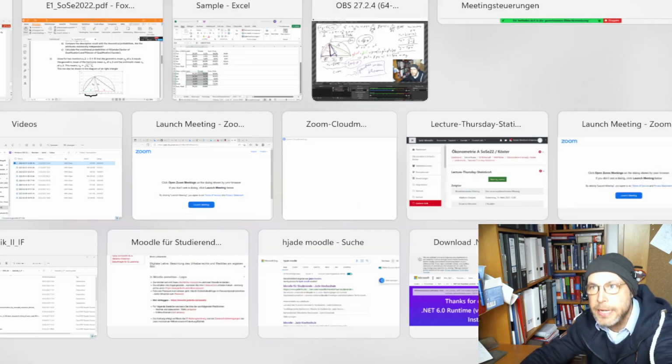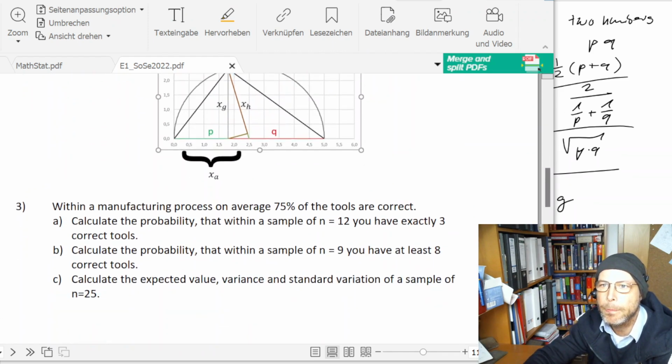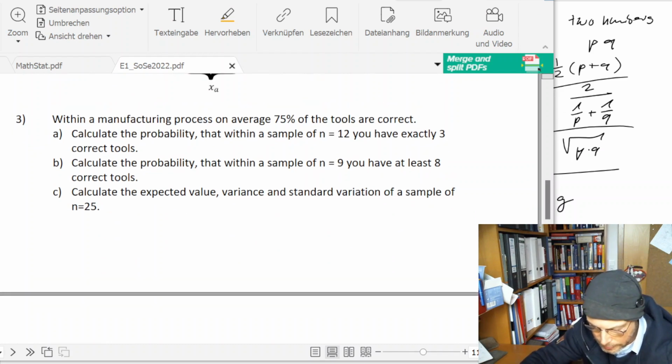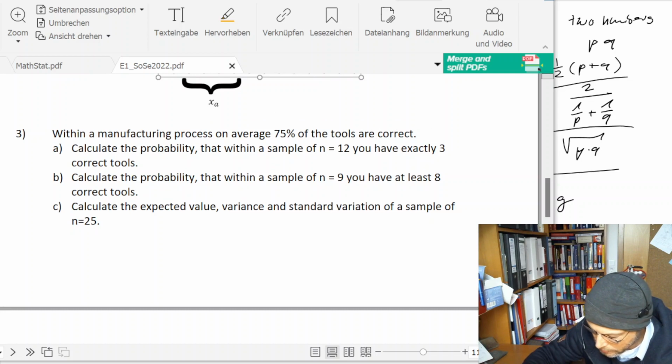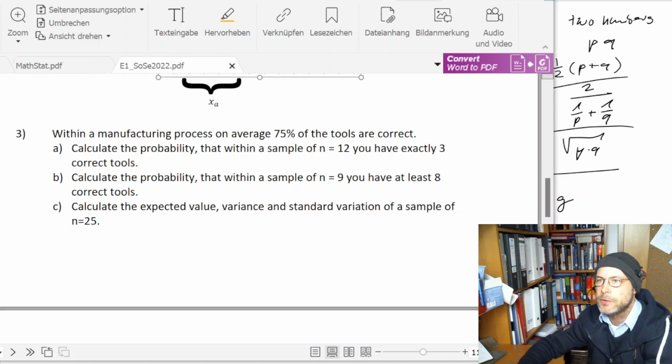let's go on. Next question. Within a manufacturing process, we have on average 75% of our tools that are correct. Calculate the probability that within a sample of n of 12 tools, you have exactly 3 correct tools. Which distribution do we need in this case?